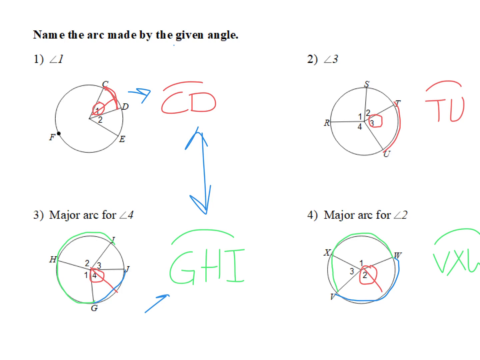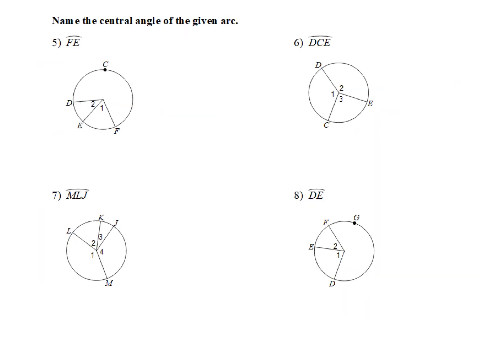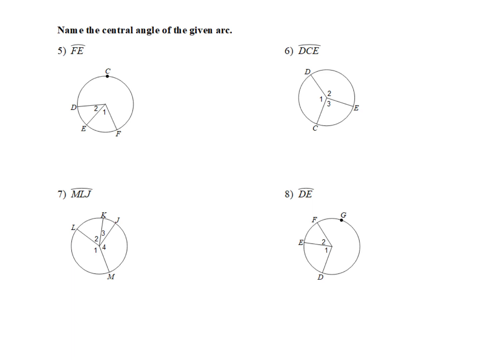Okay, let's look at one more concept. Now we're doing the opposite. We're naming the angle that it creates. So FE, I'm going to mark FE right here. What's its corresponding angle? 1. So angle 1. DCE, what do you notice about that? It's a major arc. We have to go through all 3 points.